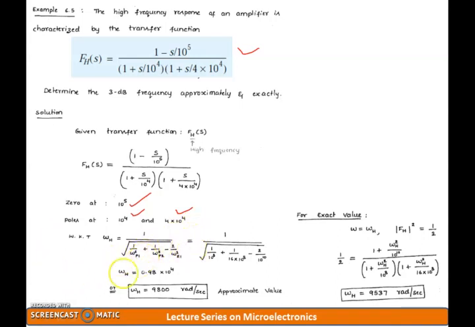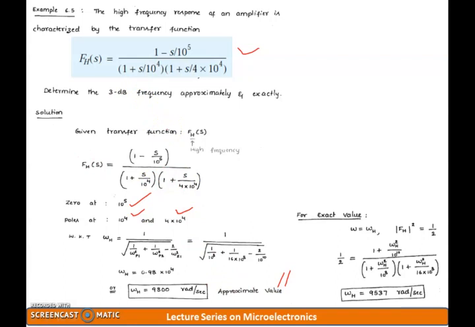Once I simplify by substituting the relevant values, I am going to get omega h equal to 0.98 into 10 raised to 4, or in terms of radians per second, it is 9800 radians per second. So this is your approximate value. Now this is how I can simply determine the high frequency response of an amplifier characterized by any transfer function.